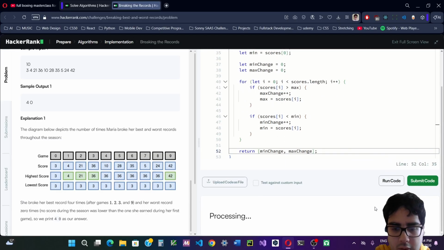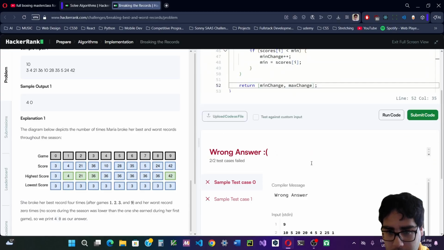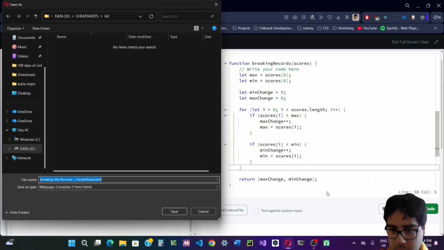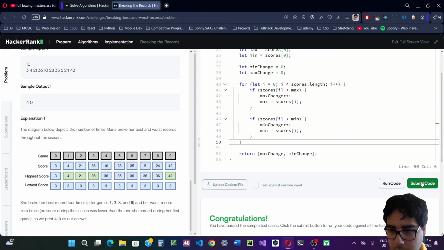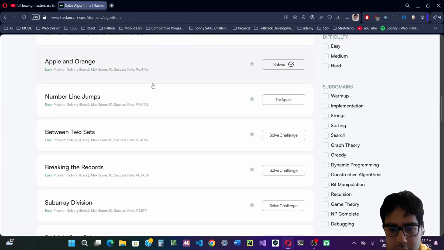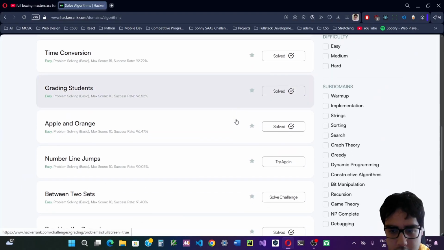Let's see if this works. Okay, no, it doesn't. It's actually maxChange, minChange. Let's see if it passes. Okay, so it does pass. That's the first one, first one done.